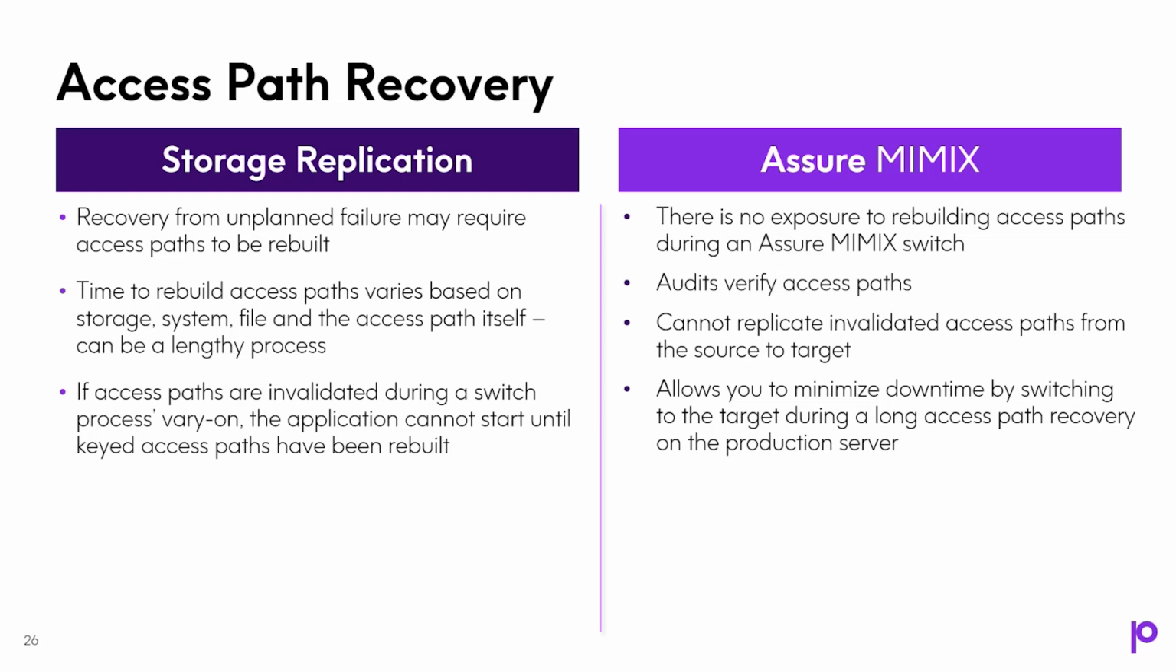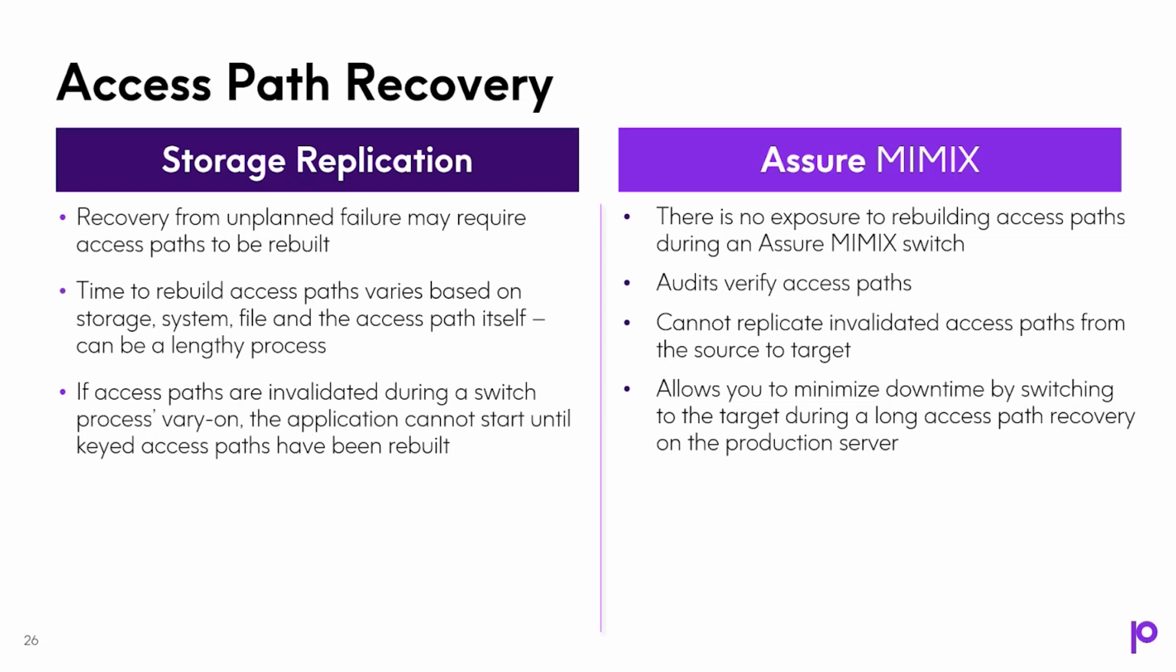The larger the access path, the longer it's going to take to rebuild. Some applications won't even start if the access path needs to be rebuilt. You just can't even use it until it's done. So this is a big deal. You want to avoid this. And again, that happens at failover time, unplanned failover.